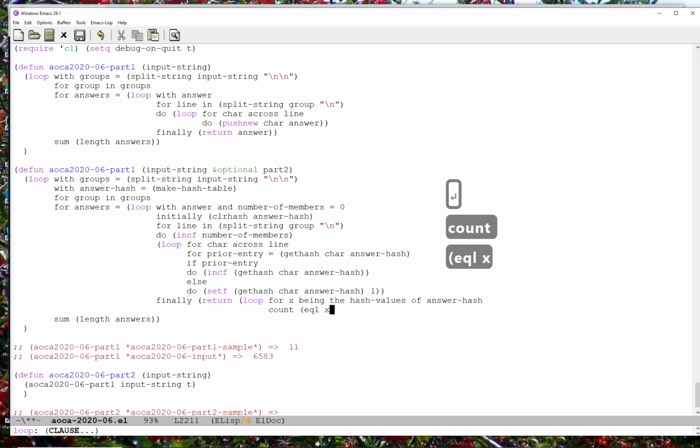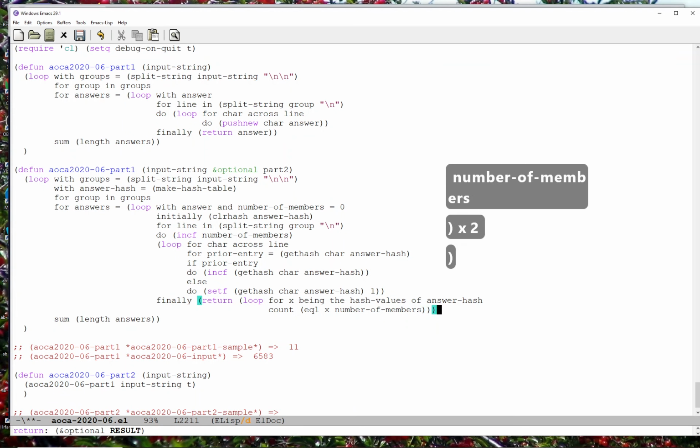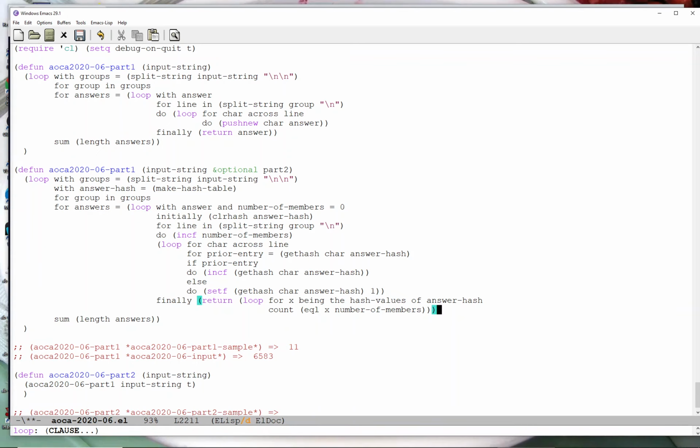Count equal x number of members. So if the value, which was the incremented count of how many times the person on this line answered, how many times the persons in this group answered the question yes, if that's equal to the number of people in the group, then that means everybody answered it yes, and then that's our answer.